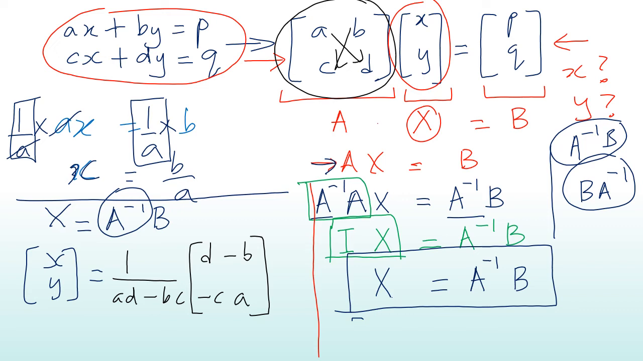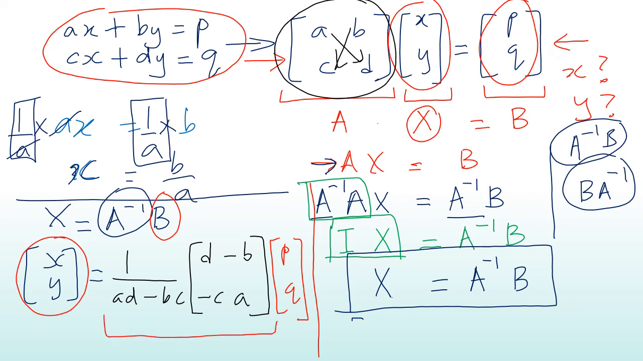And then don't forget your B. You multiply it with your B. Your B is PQ. Yes, this is the formula. This is a very important formula to find your X, Y. This is the inverse of A times B. So this is the formula. Write it down so that you will remember.